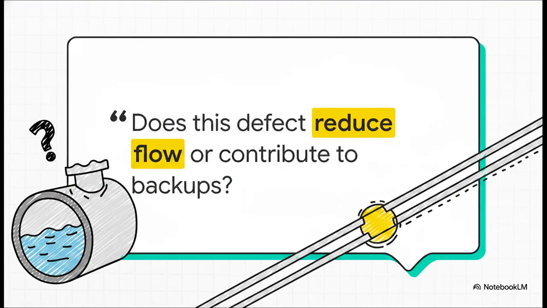And here is the exact script you should use to challenge or confirm those severity scores with your plumber. I'd highly recommend memorizing this one. Does this defect reduce flow or contribute to backups? And exactly how much of the line is affected? Asking this directly ensures you aren't paying to replace, say, a 50-foot pipe when only a 2-foot section is the thing actually causing the backup.